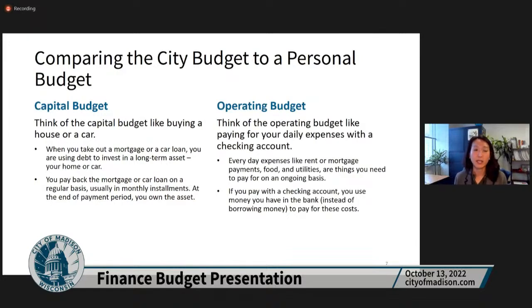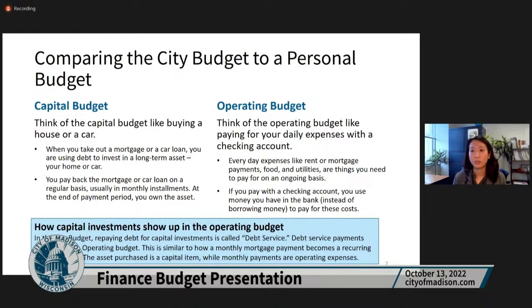On the operating budget side, this is more like maintaining your day-to-day household expenses with a checking account. So, your rent or mortgage payment, again, you might have a loan to pay your mortgage, but you're paying that back every month through money you have in the bank. Things like food, utilities, everyday expenses are similar to an operating budget. And if you're paying with a checking account, you need to have that money in the bank. You can't borrow and spend more than you have.